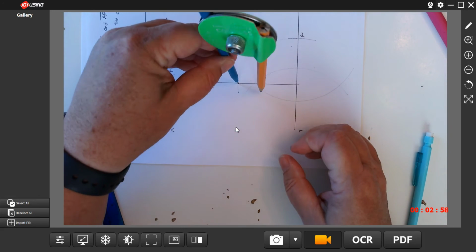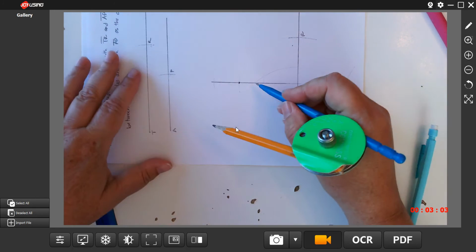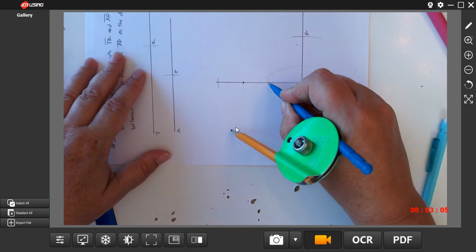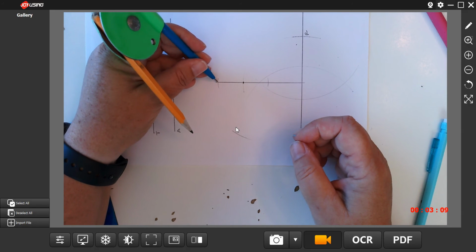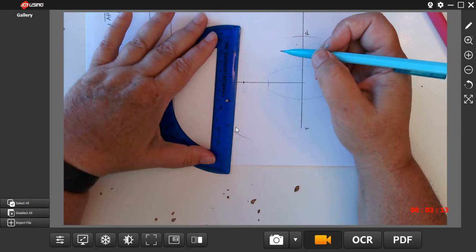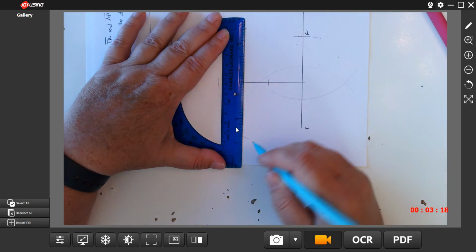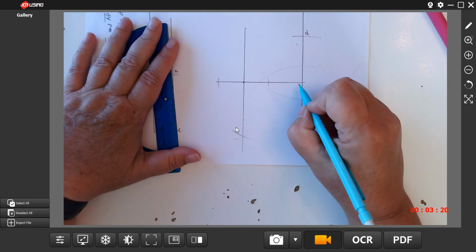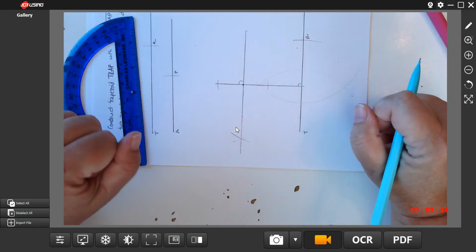I'm going to swing an arc on both sides, open my compass a little further, put my point on the point of intersection, swing an arc, do the same thing again, swing an arc. Okay, so now I have created two parallel lines. This is a 90-degree angle, remember? I just made this a 90-degree angle, so I now created two parallel lines.